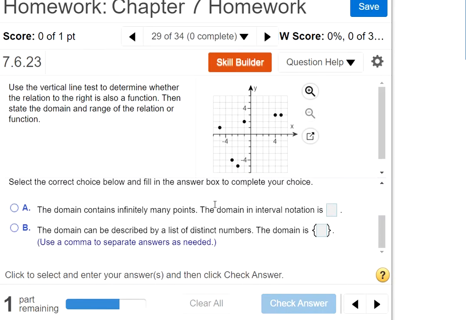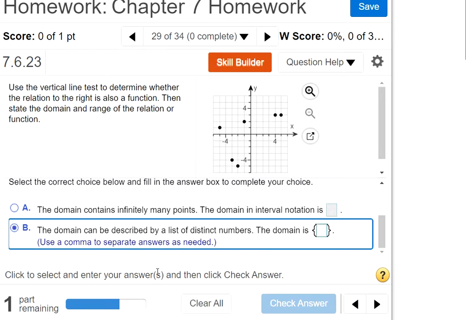Let's see. Rest to say the domain contains infinitely many points. Okay, so we're supposed to pick the domain. The domain is all the possible x values. There aren't an infinite amount of points. There's 1, 2, 3, 4, 5, 6 points here, so we want this option.